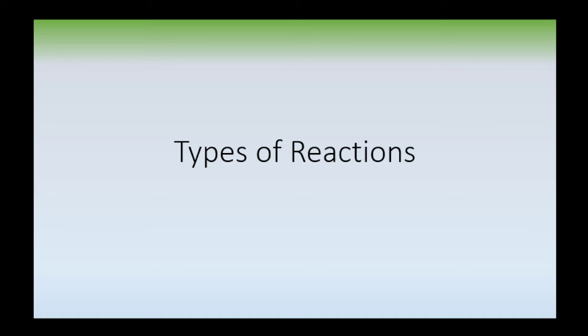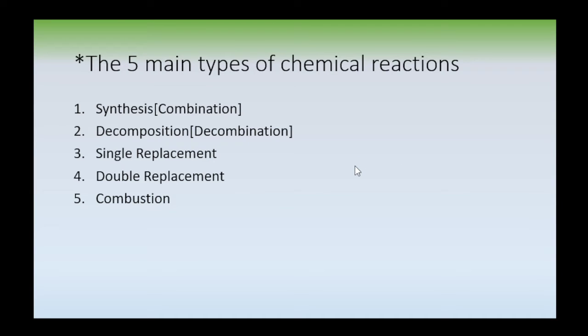Alrighty, guys. So today we're going to review types of reactions in preparation for our test that is coming up. The five main types of chemical reactions are synthesis, decomposition, single replacement, double replacement, and combustion. We know that there's a couple other names for double replacement and single replacement, like single displacement and double displacement. Double replacement also has the name precipitation reaction. Synthesis and decomposition are also known as combination and decomposition reactions.